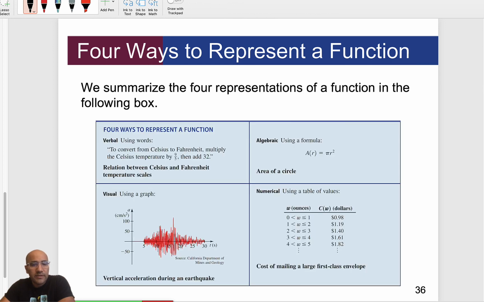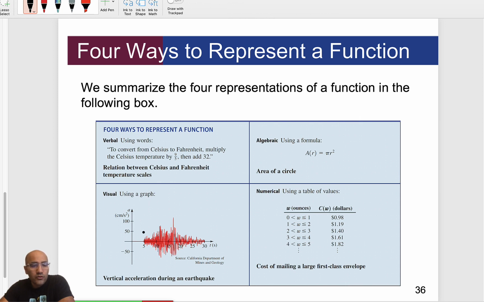Okay, so some examples. Verbally, right? So here's an example verbally. To convert Celsius to Fahrenheit, multiply the Celsius temperature by 9/5 and then add 32. Right? So it's a verbal description of the relationship between Celsius and Fahrenheit. Okay. Algebraic formulas, right? So here's a classic formula for the area of a circle, written in function notation: A of r equals pi r squared.